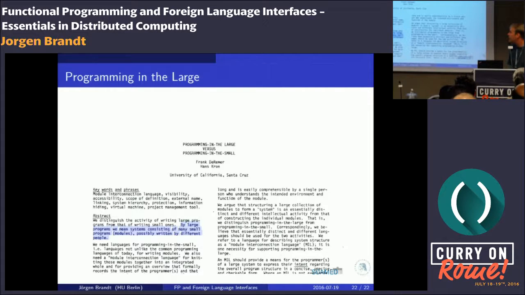There, Frank DeRemer said, by large programs, we may mean systems consisting of many small programs possibly written by different people. And if we take this literally, we also have to take into account that these programs are written in different languages. And usually I would ask for questions.